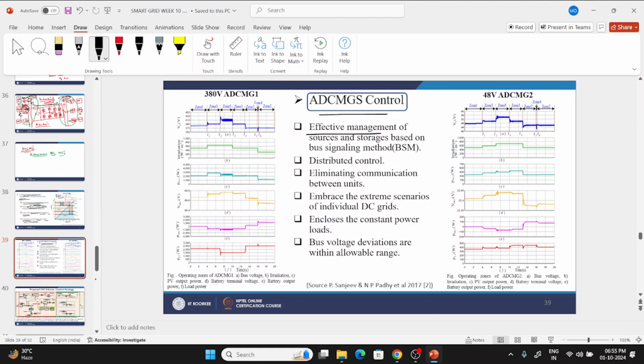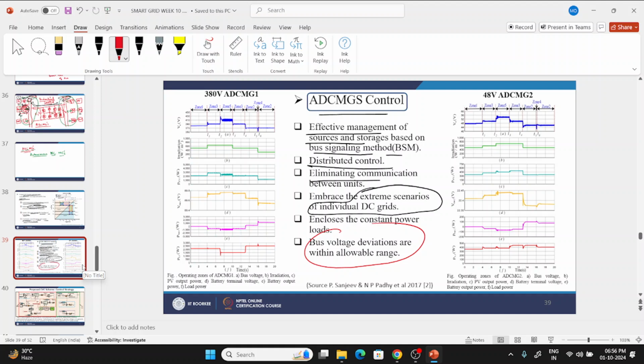ADCMG control gives effective management of the storages and sources based on the bus signaling method. It also distributes the control, eliminates the communication between them, and embraces the extreme scenario of an individual grid, which is very important. Suppose an extreme outage scenario is created on any DC grid, due to which power reduces and fluctuation occurs, then the second grid can help out with that. The first microgrid also helps, and bus voltage and deviations are kept under control.